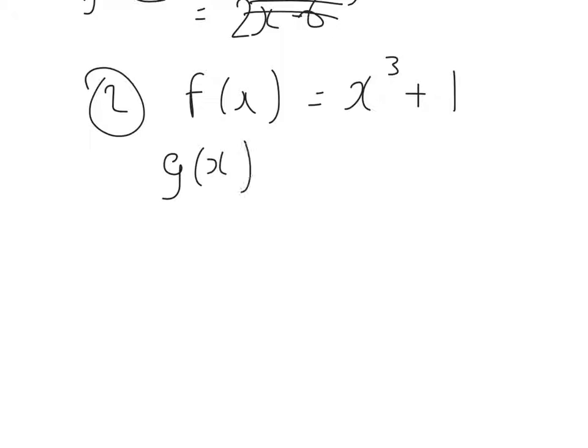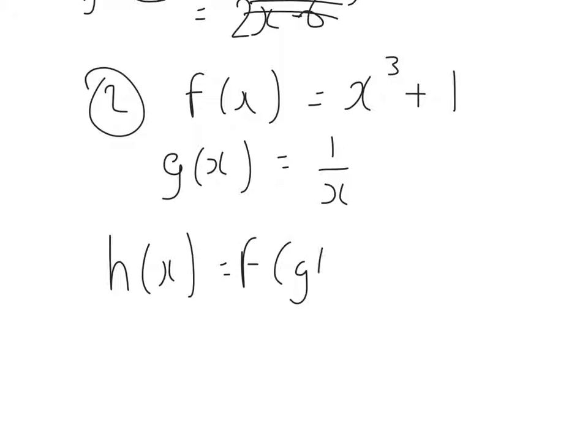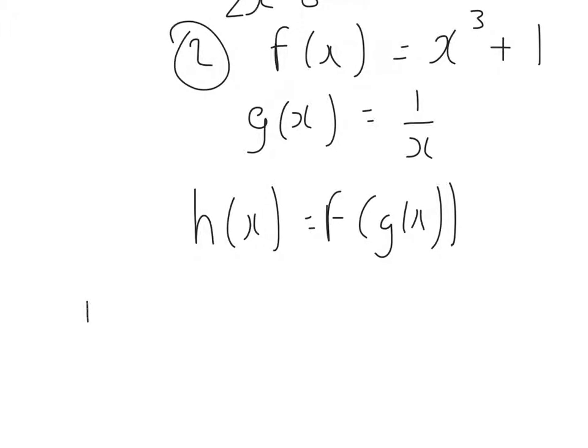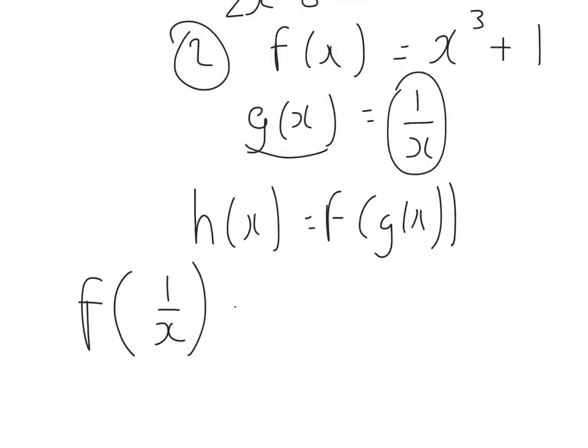Example 2. I've got f of x equals x cubed plus 1 and g of x is equal to 1 over x. The first question is to find h of x, where h of x equals f of g of x. Well, if h of x is f of g of x, then that's f of 1 over x, since g of x equals 1 over x.